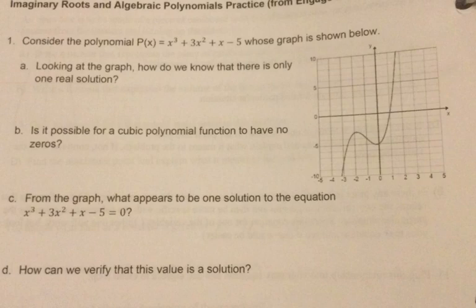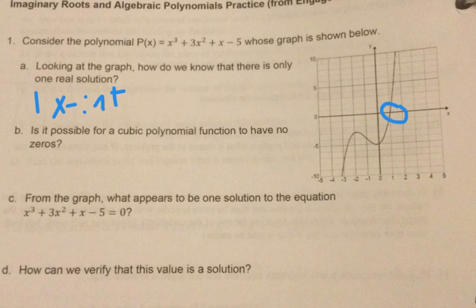Okay, looking at imaginary roots and algebraic polynomials. Consider the polynomial p of x equals x cubed plus 3x squared plus x minus 5, whose graph is shown below. Looking at the graph, how do we know there is only one real solution? Real solutions come from x-intercepts. Because there's only one x-intercept, we know there's only one real solution.